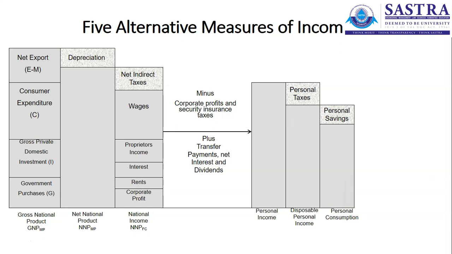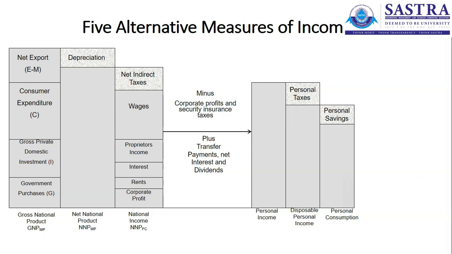We are calculating the national income on the basis of net national product at factor cost. It is the price at which the producer offers the goods and services to the consumer. At that price, it is calculated by subtracting the indirect taxes. With that, we are calculating the national income. So the national income is calculated on the basis of net national product at factor cost.